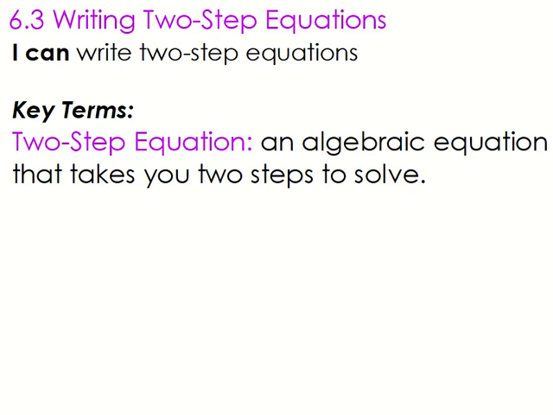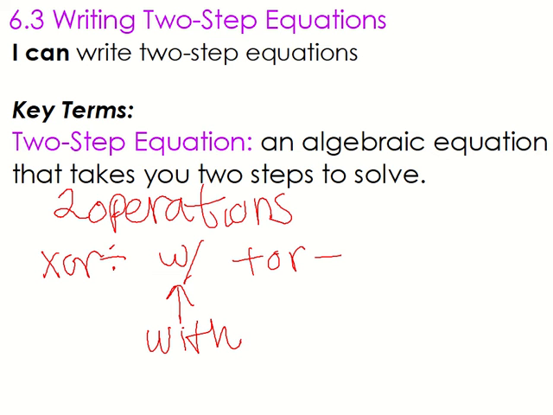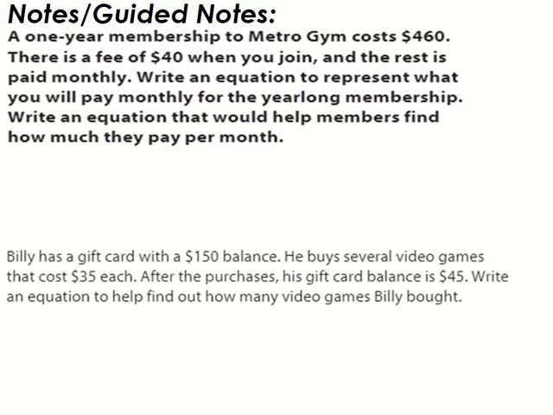So a two-step equation is an algebraic equation that takes 2 steps to solve. So far we've only needed 1 step, right? Add or subtract or multiply or divide. But now we are going to have 2 operations. So we're going to have multiply or divide with add or subtract. And just so you know, that means with. Okay, so we're going to have 2 operations in every single one of these.